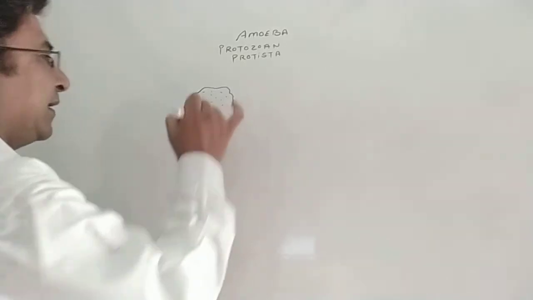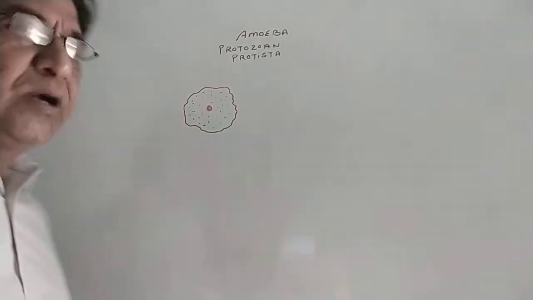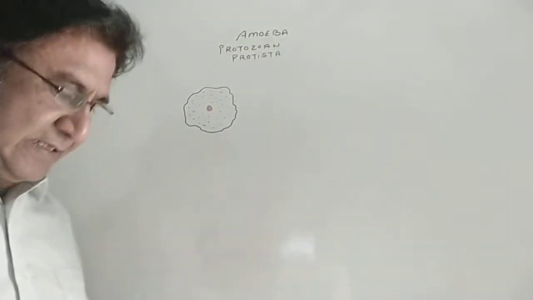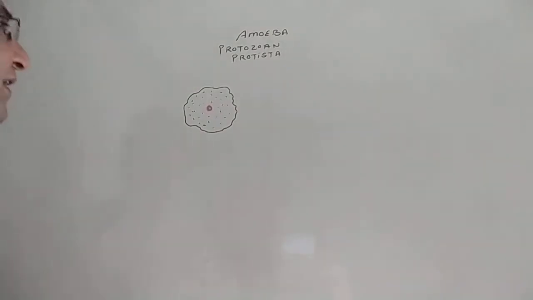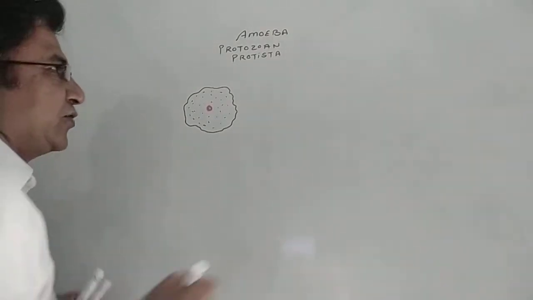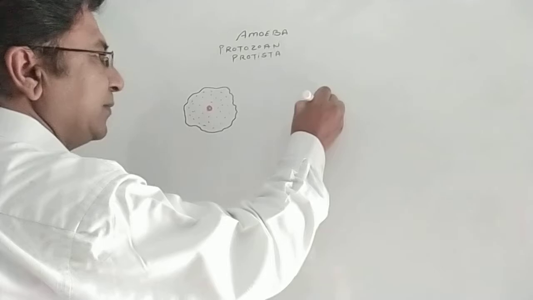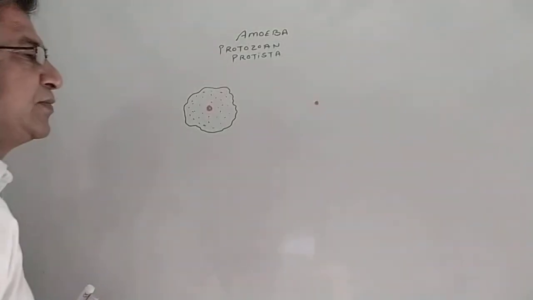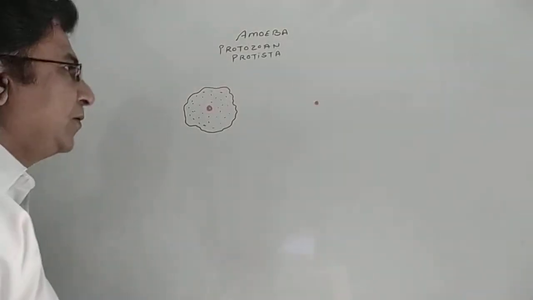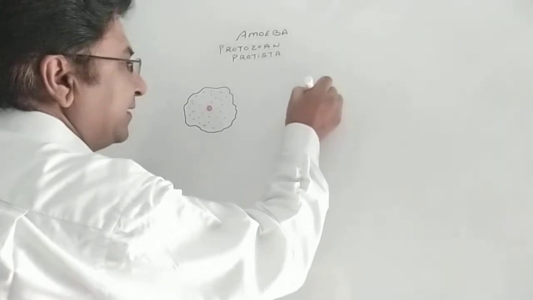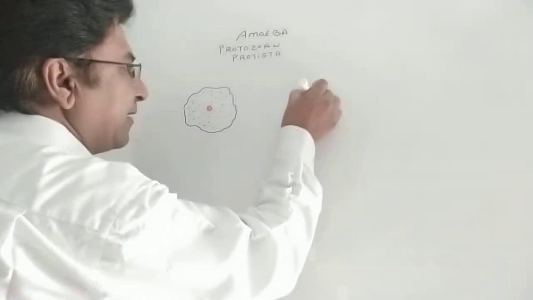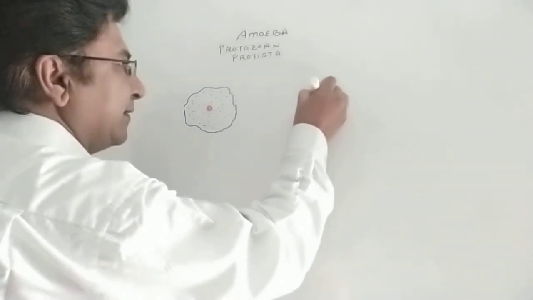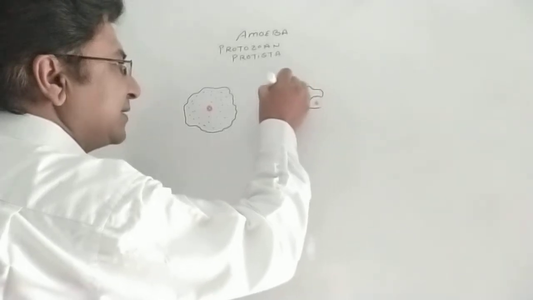Okay? Whenever amoeba comes in contact with some food material, suppose there is a food material lying over here. Let's make it over here. This is a food material. Let's suppose this is a food material. Now, whenever there is a food material, what does amoeba do?